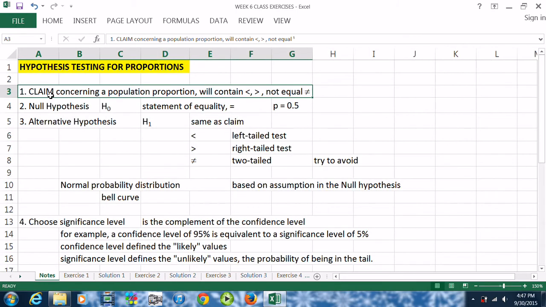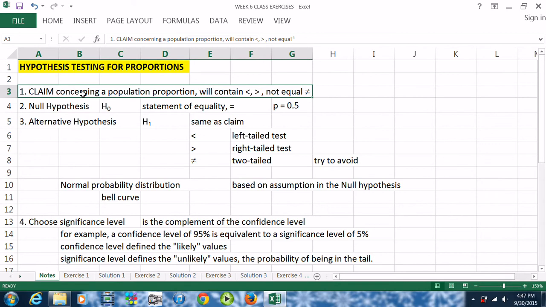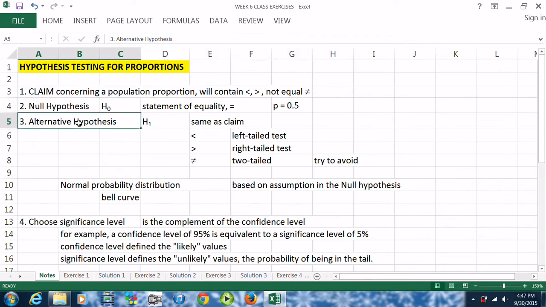Now that we have our claim and our null hypothesis, we need the alternative hypothesis. If you followed the recommendations in this lecture, our claim was an inequality, and the null hypothesis is always an equality, so the alternative hypothesis will end up being the same as the claim. The alternative hypothesis is denoted as H1. It's an inequality, so for us it will be the same as the claim.